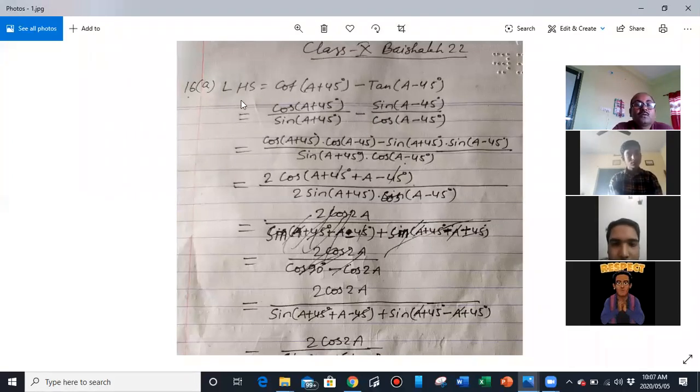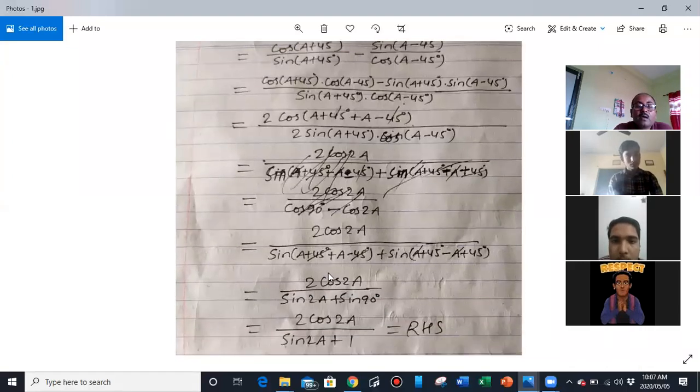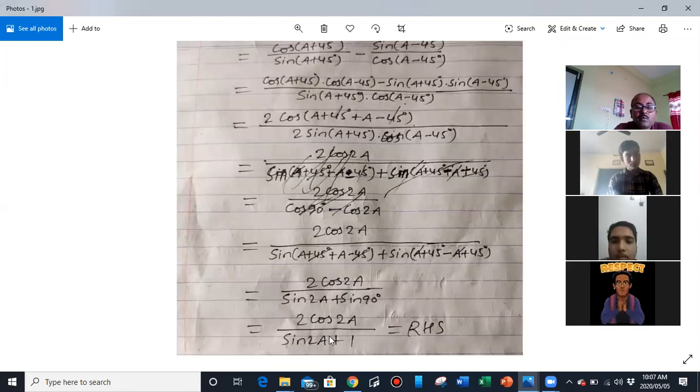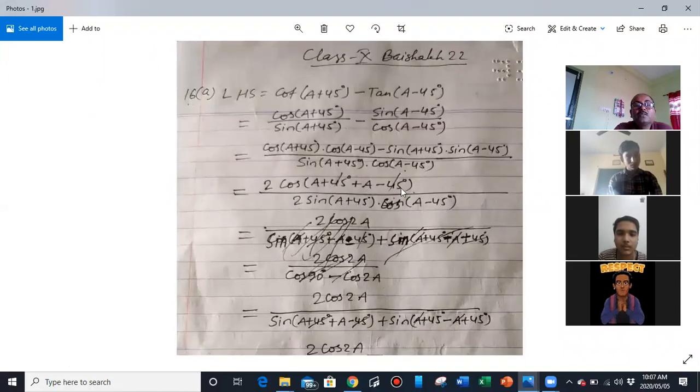Okay. So the question is to prove cot(A + 45 degree) minus tan(A - 45 degree) equals 2 cos 2A upon 1 plus sin 2A. So let us see. It's simple. Whatever angle is there, you write cot in terms of cos and sin, and tan as sin by cos of that angle, A minus 45. Then take LCM.